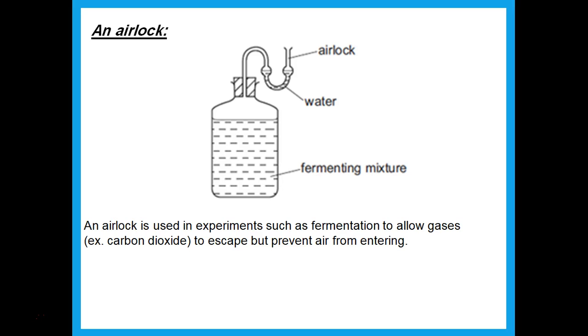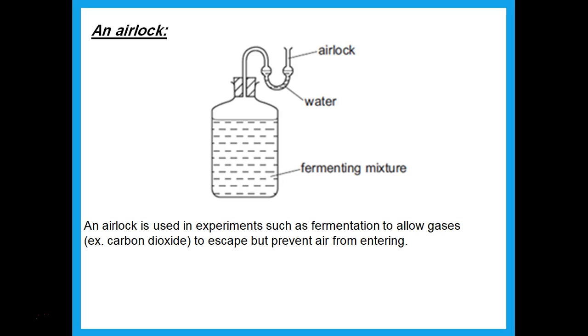Airlock is used when we're doing experiments on fermentation. So fermentation is just yeast and glucose, and it's giving out carbon dioxide. So this is something that's giving out a gas. So I cannot close it completely because I need the carbon dioxide to escape. But at the same time, fermentation is something that does not want oxygen or air to go in. So I use what we call an airlock.